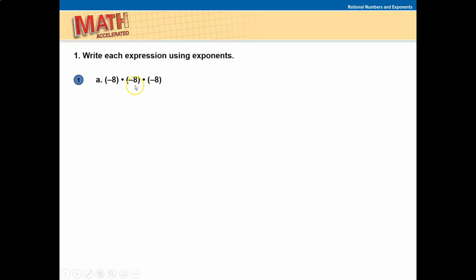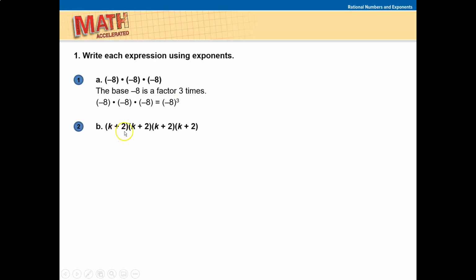Write the expression using exponents. Negative 8 times negative 8 times negative 8 would be negative 8 as a factor 3 times, which would be negative 8 to the third power, or negative 8 cubed. We have k plus 2. We have it 1, 2, 3, 4 times. So you would take k plus 2 as your base, to the exponent 4. So parentheses k plus 2, parentheses 4.